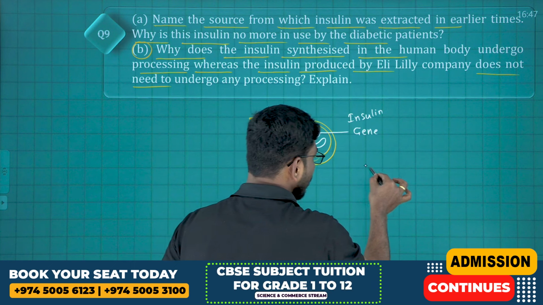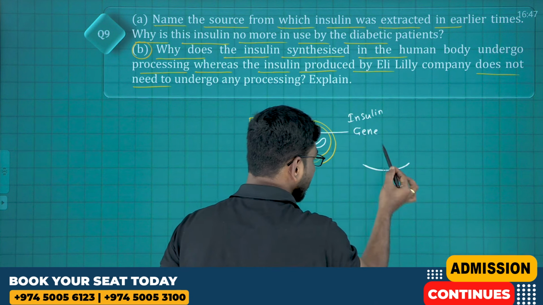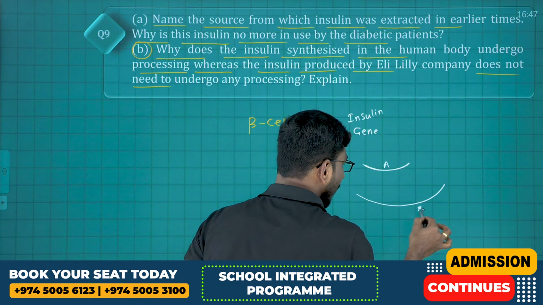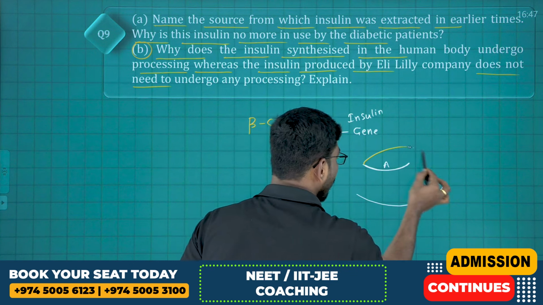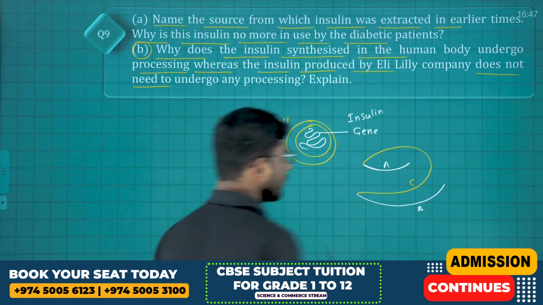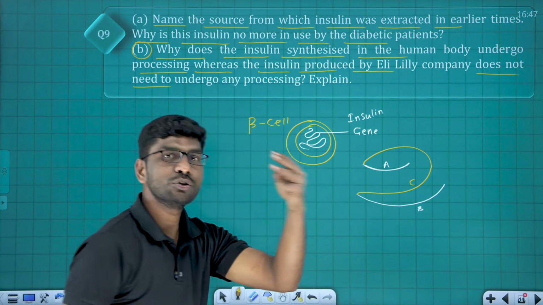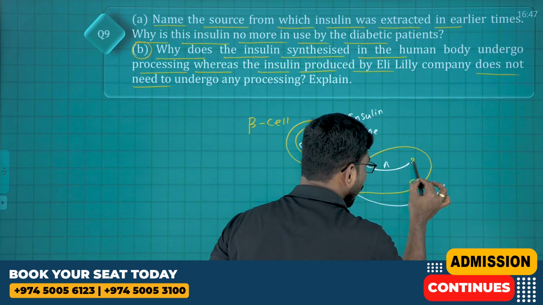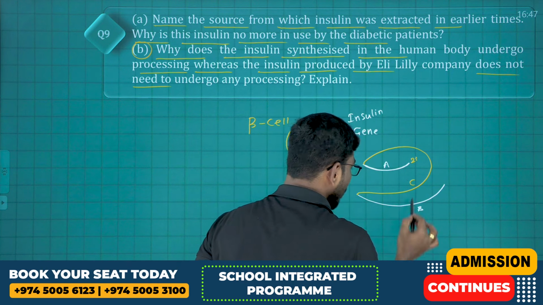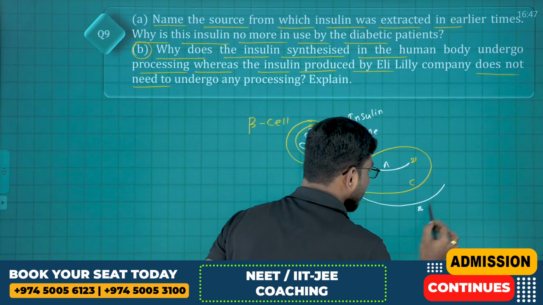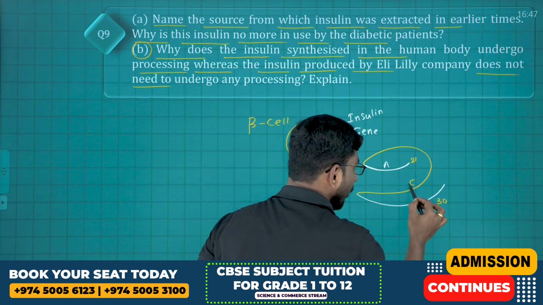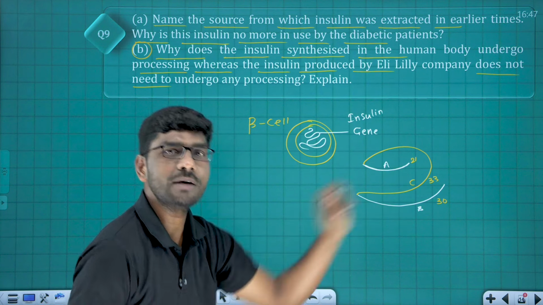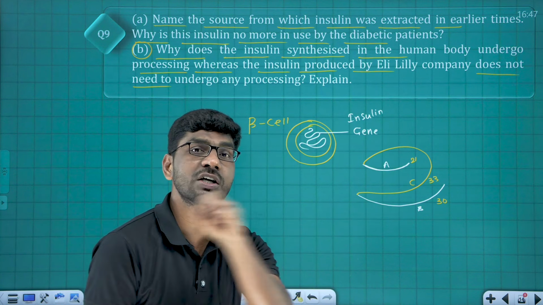Look here. This is the polypeptide A chain. Next, this is the polypeptide B chain and this is the polypeptide C chain. Polypeptide A, C, B. 3 polypeptide chains are there. Polypeptide A is made up of 21 amino acids. Polypeptide B is made up of 30 amino acids. Polypeptide C is made up of 33 amino acids. This is the proinsulin. Proinsulin is a non-functional insulin.